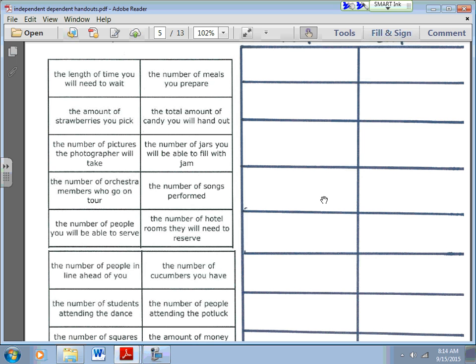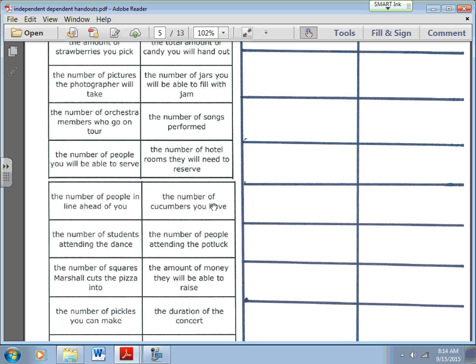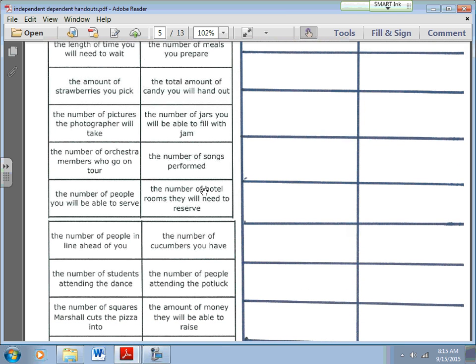Oh, okay, the one that you did didn't match up, we did the wrong one. Okay. Which ones have we used so far? We did the number of people in line, and then the length of time. So the number of people in line ahead of you and the length of time you will need to wait. Okay, so we've already done that one right there.